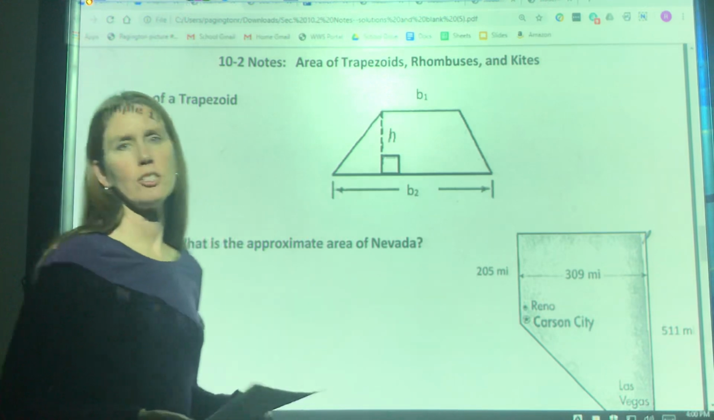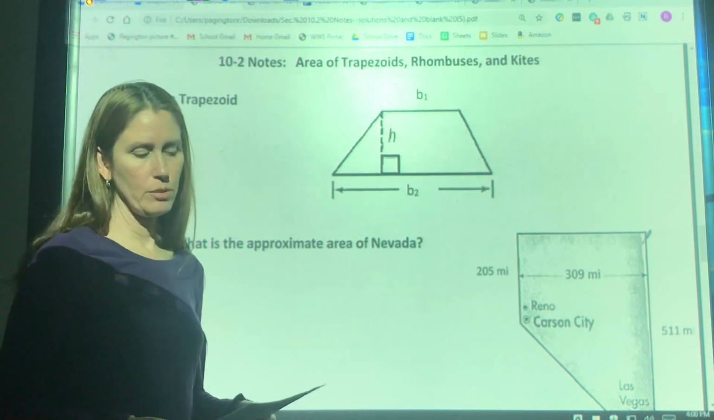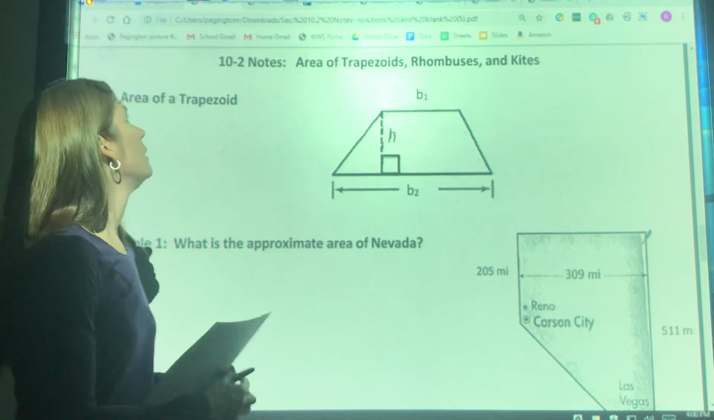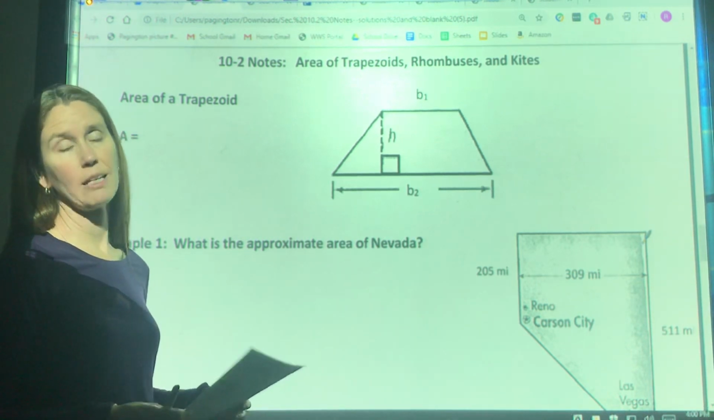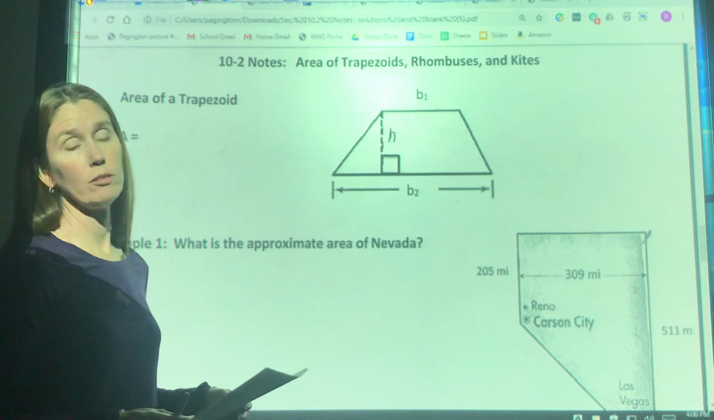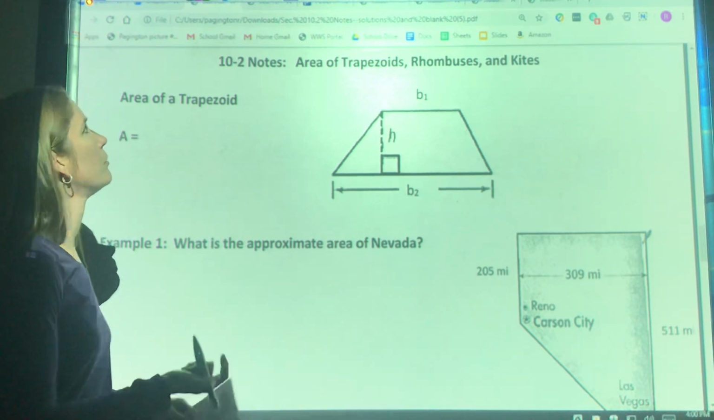Now let's go over section 10.2. This is on area of trapezoids, rhombuses, and kites. So yesterday we went over area of a parallelogram, rectangle, and triangle. And so now we're just doing more area formulas.